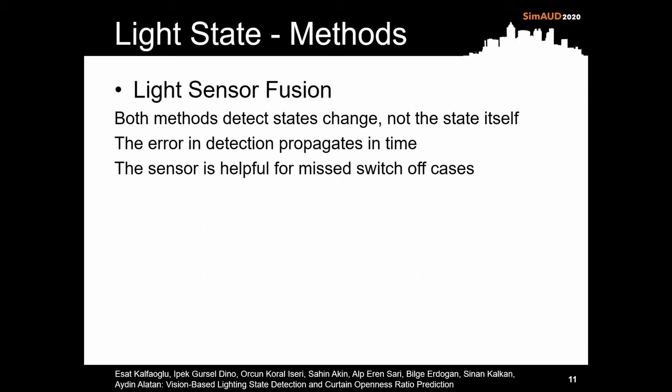The negative aspect of both of the proposed methods is that they try to detect the state changes, not the state itself. As a consequence, the error in detection propagates in time. To mitigate this problem, we consider that using the light sensor on the camera might be helpful if switching cases are missed by the proposed methods. The beneficial side of the sensor is that there is a possible threshold value such that we can be sure that the light sources are not lighting under that threshold.